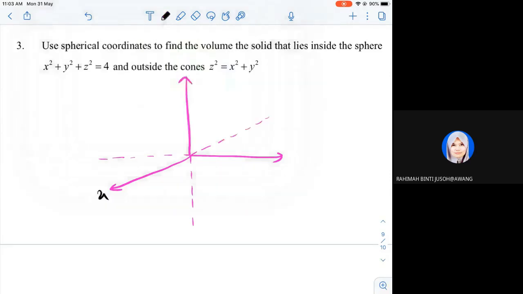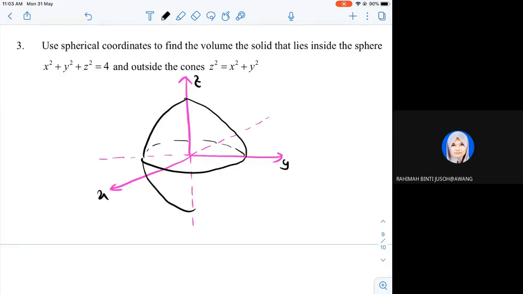Okay, we have X, Y axis and Z axis. So let us sketch the cone. The sphere first. Okay, and then we also have a cone. So the cone is both sides. Sin Z squared.